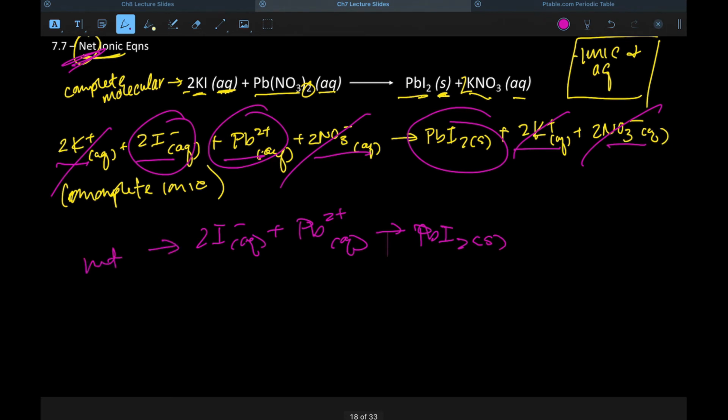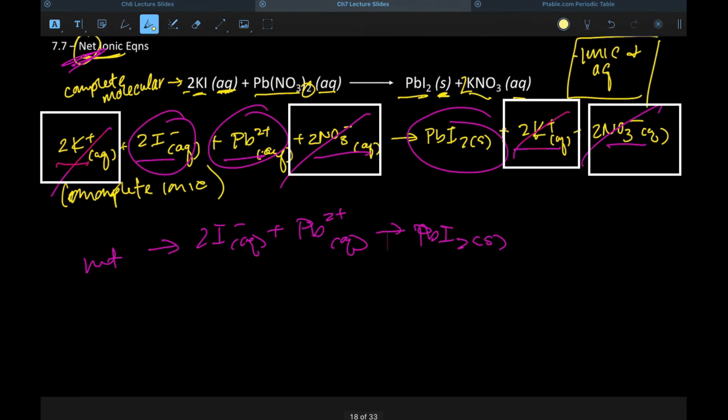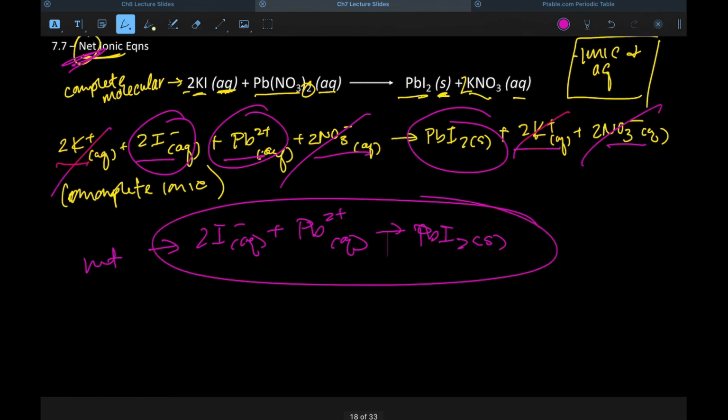That is what actually changes during the course of the reaction. These don't change. This stays the same. This stays the same. Does that make sense? As in, there are potassium ions floating around before, and there are potassium ions floating around after. No net change there. And that would be our final answer.